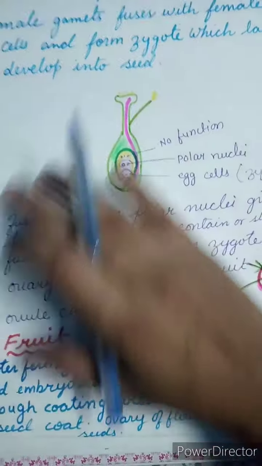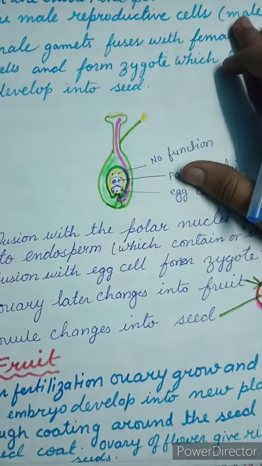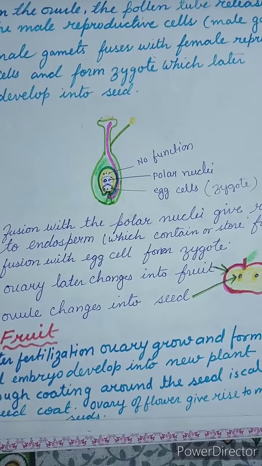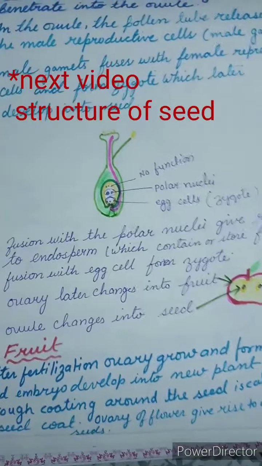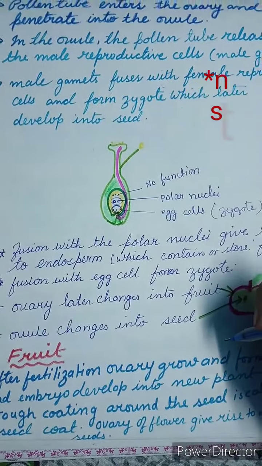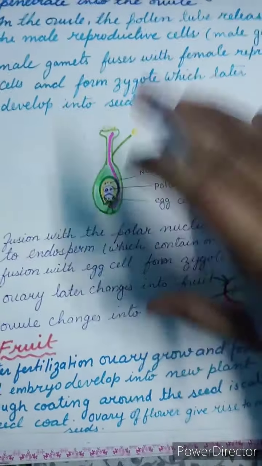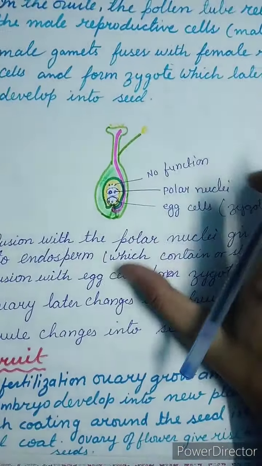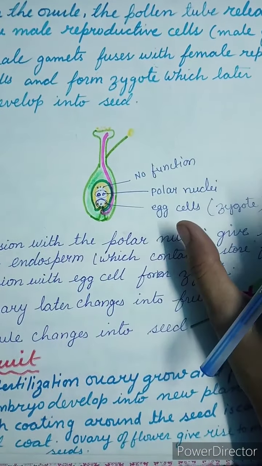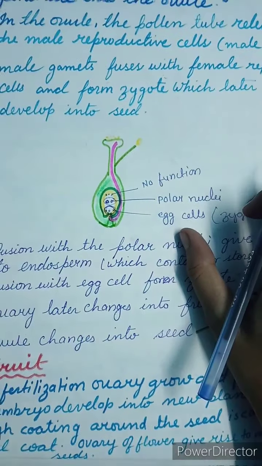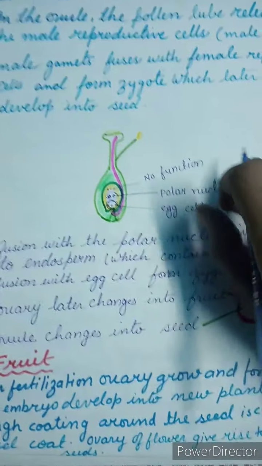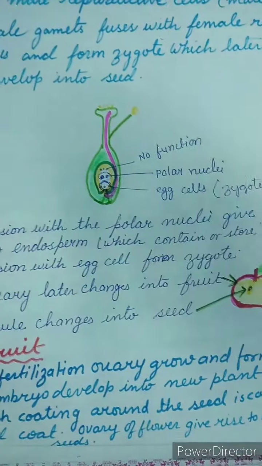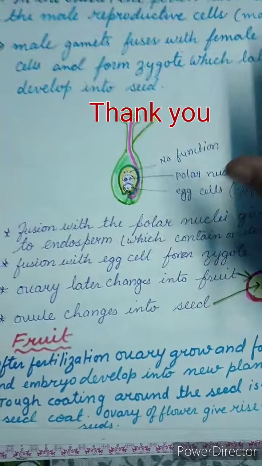So it is about the fruit and also about fertilization in plants. In the other video we shall discuss the structure of a plant. So in a nutshell, fertilization is a process in which fusion of male and female gametes takes place and forms an embryo. The embryo develops into a baby plant, and the baby plant later gives rise to a plant. So it is about fertilization.